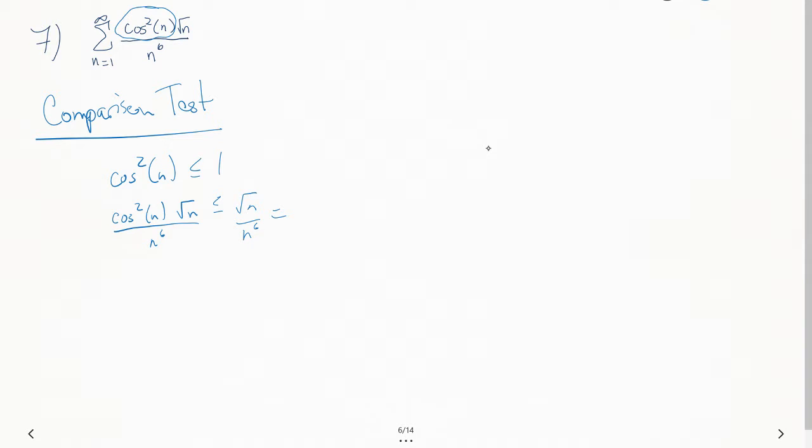You can subtract exponents. Remember, this is n to the 1/2 over n to the 6th, and so this equals 1 over n to the, and let's just write it as 5.5. And luckily that one is convergent.